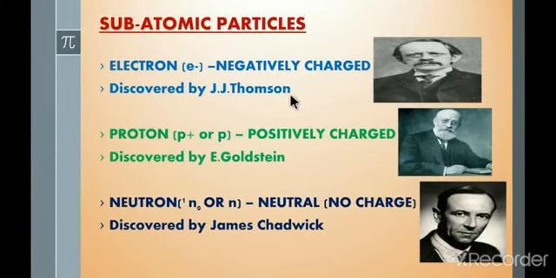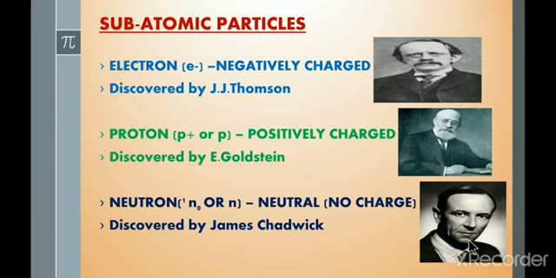So, the subatomic particles inside the atom are: number 1, electron, which is represented as e minus, a negatively charged particle, discovered by J.J. Thomson. Next, proton, P for positively charged particle, discovered by E. Goldstein and represented as p plus or P. Neutron, it is denoted as n. It is neutral, means no charge, and discovered by James Chadwick.